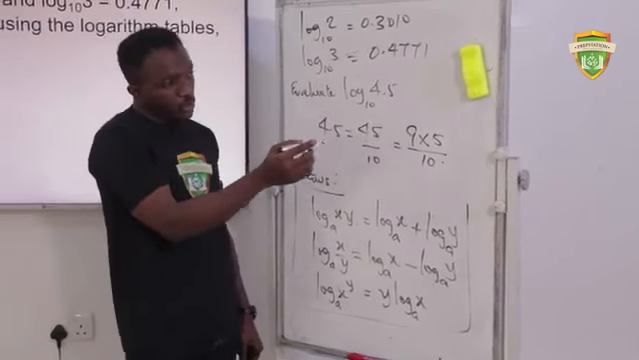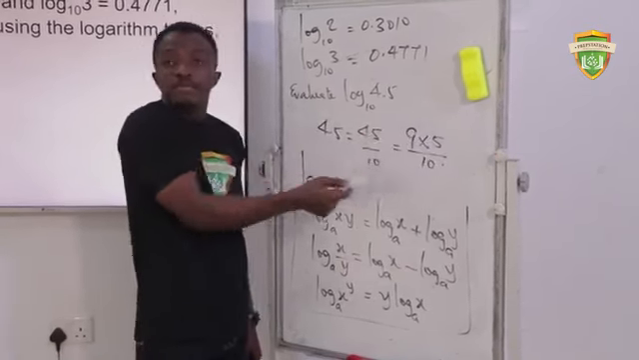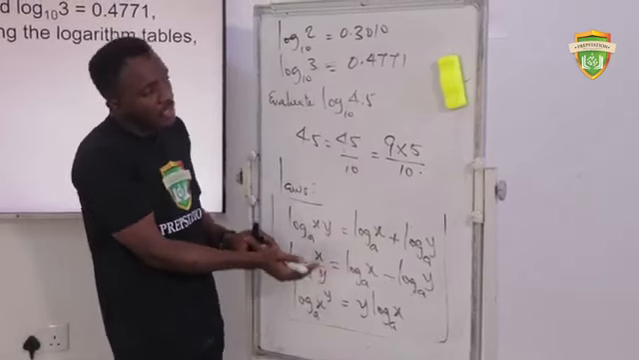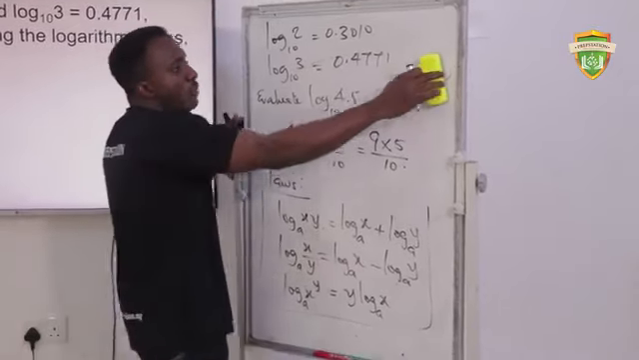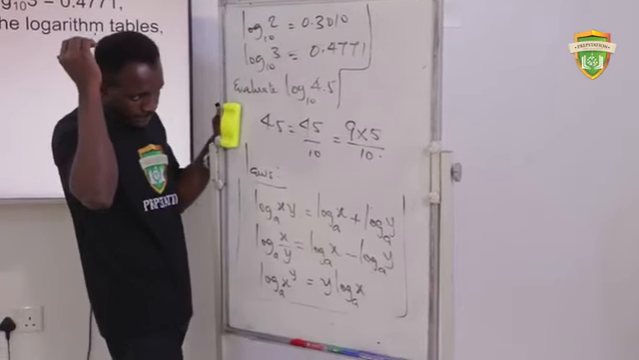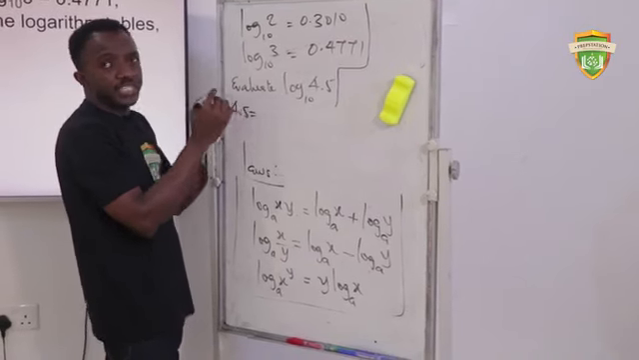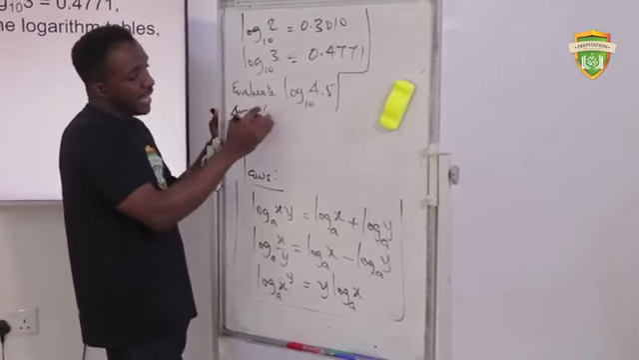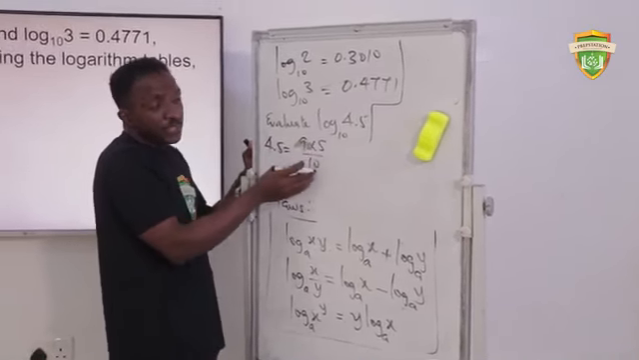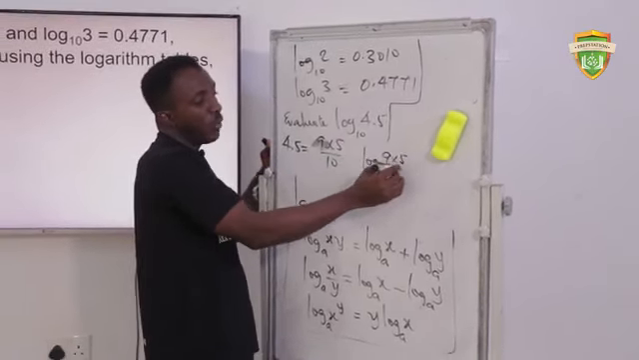So this is what we have. Remember I taught you that 4.5 is the same as 9 times 5 divided by 10. So if you apply these laws, let's take this back to the logarithm. Let me write this so I can share the board. So 4.5, I have explained. We ended up getting 9 times 5 over 10. If we take this back to the logarithm, it's more like having log of 9 times 5 over 10.